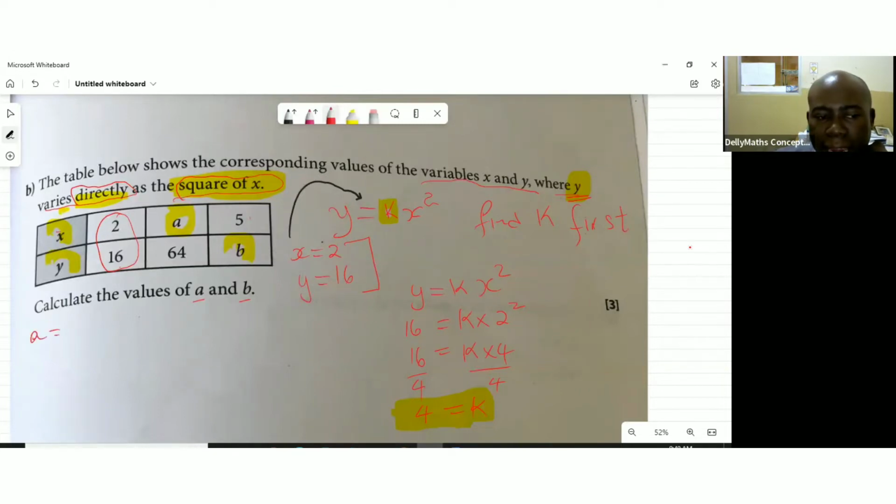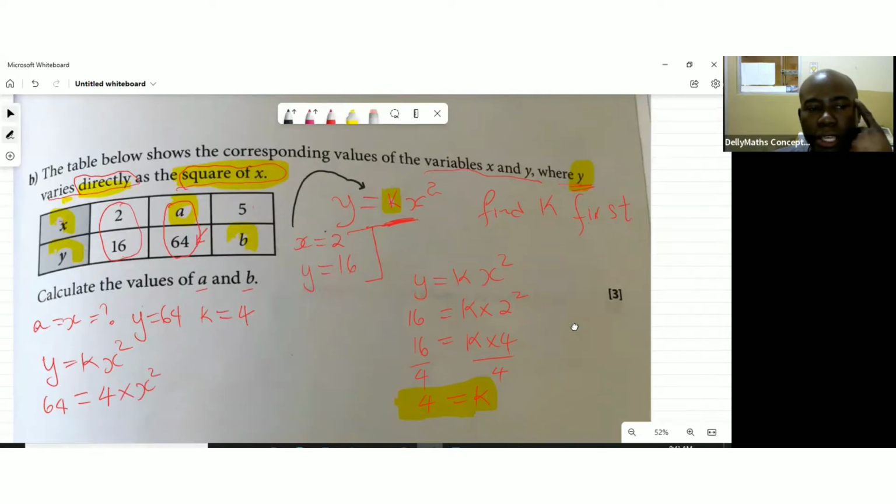a is an x value that we don't know. That is okay. But at the same time, when a is an x value, if you look, we have the y value for it, which is 64. So y was 64, and k will remain constant at 4. So let us substitute in the formula, because this same formula is the formula that controls this question. It says y is equal to kx squared. y is 64. 64 is equal to k, which is 4, times x squared.